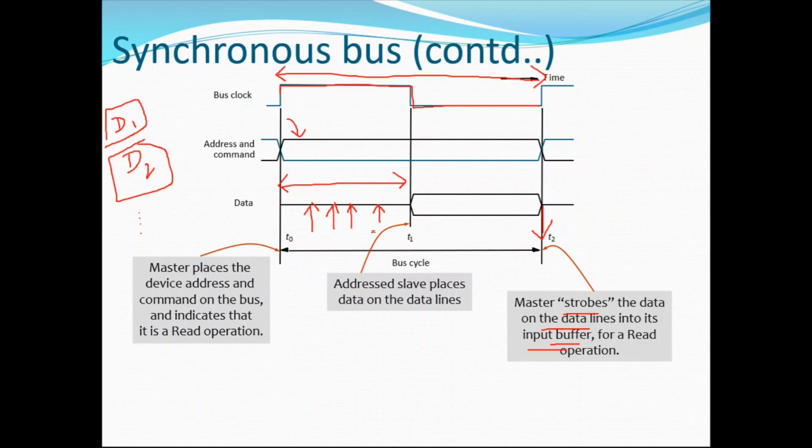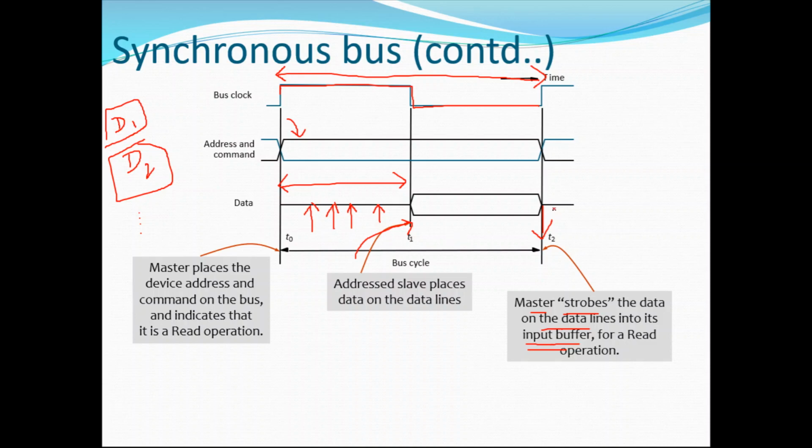By T1, whatever may be the device, whether it is the fastest or the slowest device, will be able to decode the address, and it will understand what operation is to be performed, and the addressed slave, if it is a read operation, will keep the data in the data bus. And in spite of how much time it requires for the master to set up the input buffer, this is the upper bound. It won't take more than T2 minus T1 time.